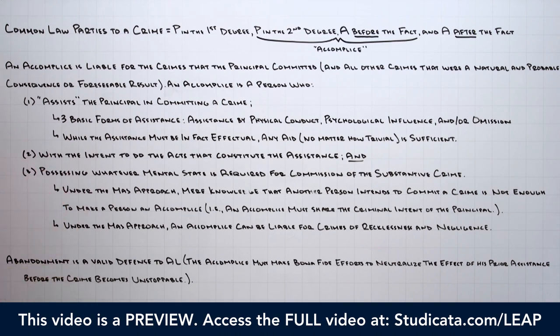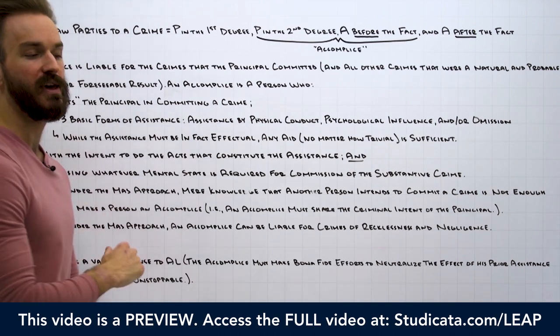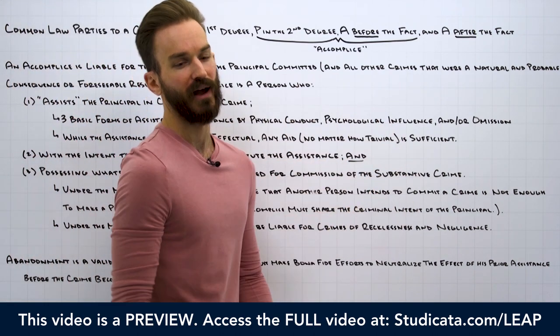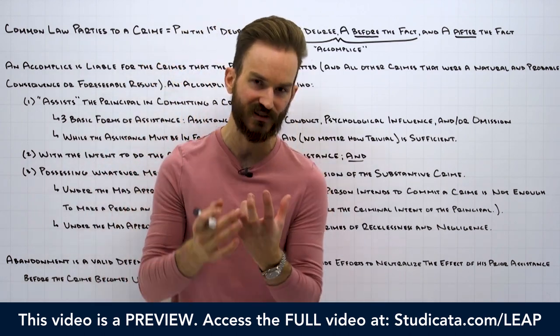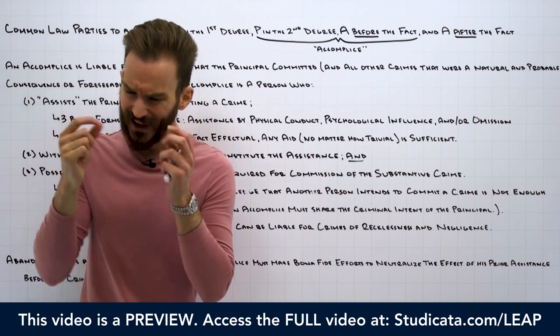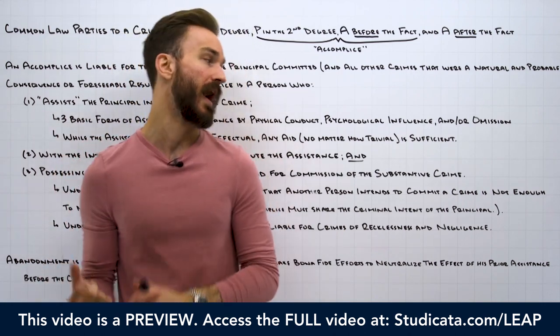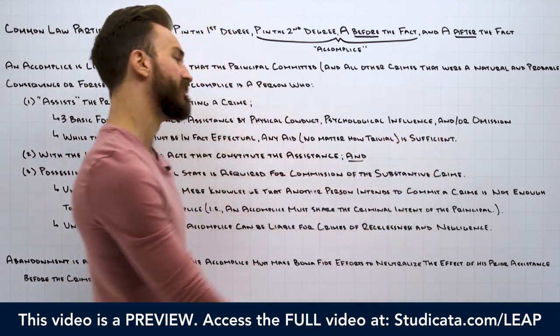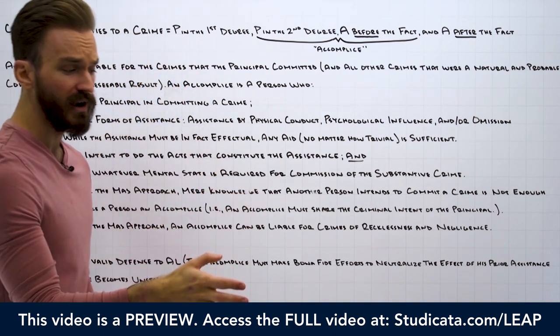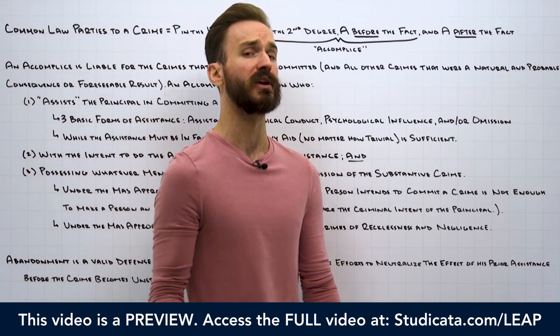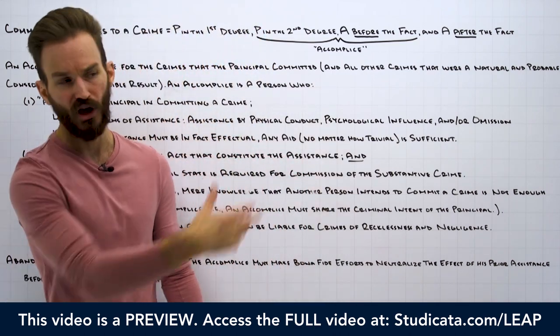But on the other hand, important to recognize, it doesn't have to be very much of an impact. In fact, there doesn't really have to be a causal link between the assistance and the completion of the crime. Just any amount that has any impact, no matter how trivial, is sufficient. This could be one sentence. It could just be like, yeah, man, I think it's a really great idea to commit this bank robbery. That'd be a really cool idea to go and do that.